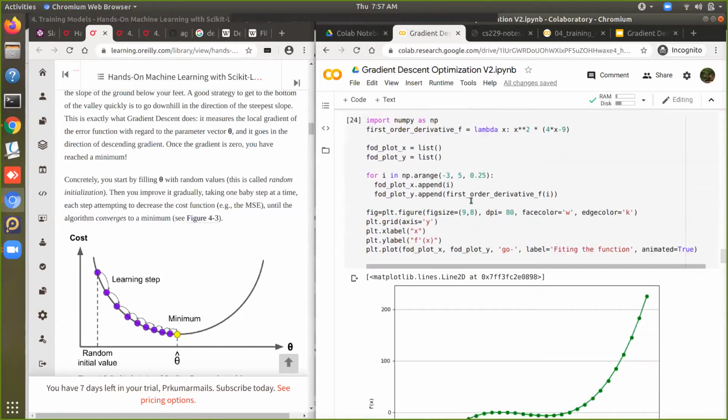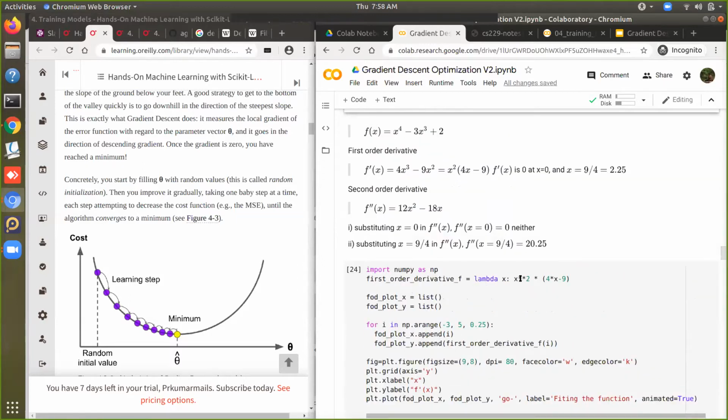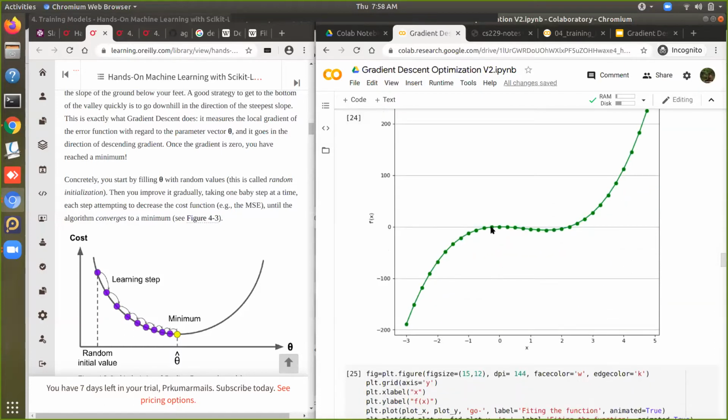Before applying gradient descent, let's check the derivative of that. I know that the first order derivative for that function is x square into 4x minus 9. So that's what is reflected here. If we plot the same, we can find the derivative value is 0 when x is 0, and the derivative is 0 when x is 2.25.